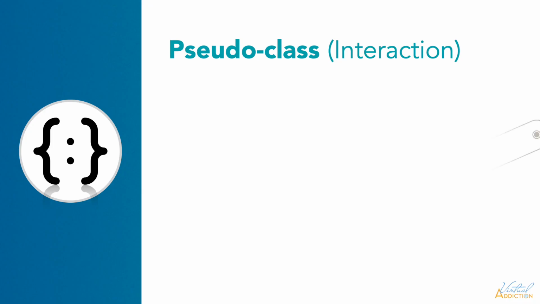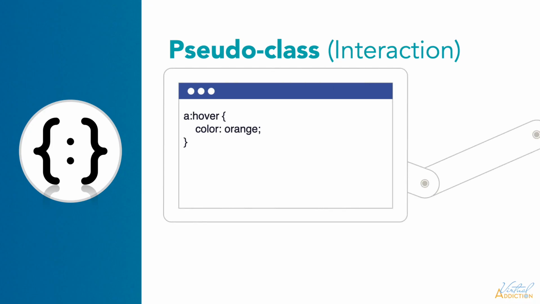Pseudo-classes are used for interactions. For example, this selector changes the color of a link when a user hovers over it with their mouse.